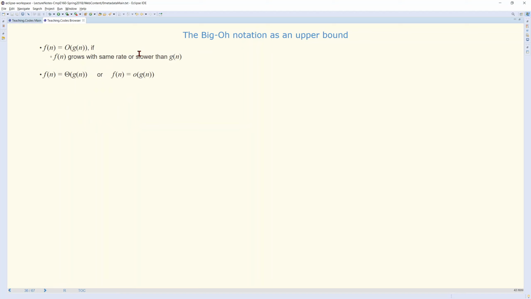How about the big O notation, the famous big O? We say f of n is equal to big O of g of n if f of n grows with the same rate or slower than g of n. So mathematically it means either f of n is in theta of g of n or f of n is in little o of g of n. Putting aside these mathematical definitions, what big O actually means is an upper bound.